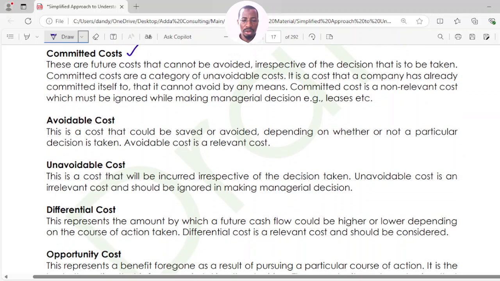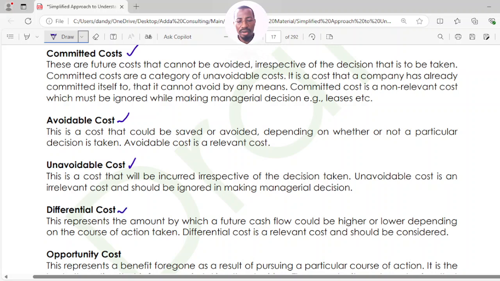Then the next one is unavoidable cost. This unavoidable cost is a cost that will be incurred irrespective of the decision that is to be taken. Unavoidable cost is an irrelevant cost and should be ignored in making managerial decisions. So unavoidable cost is closely related to committed cost. Any cost that will not change as a result of the decision taken is irrelevant. Please ignore it.